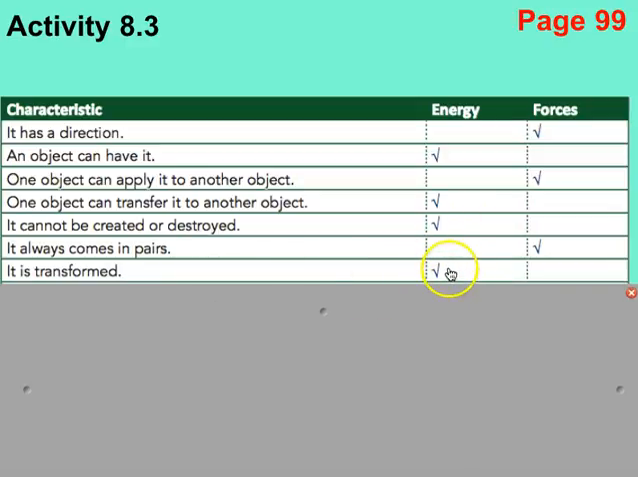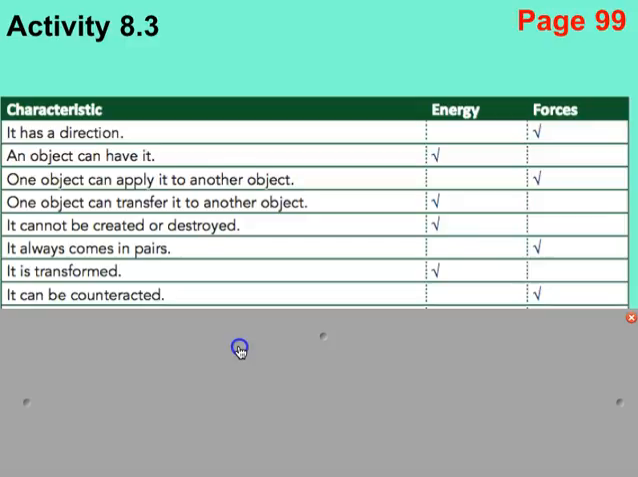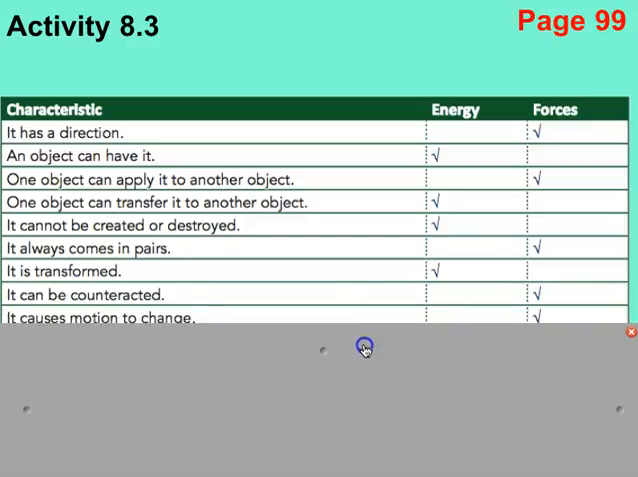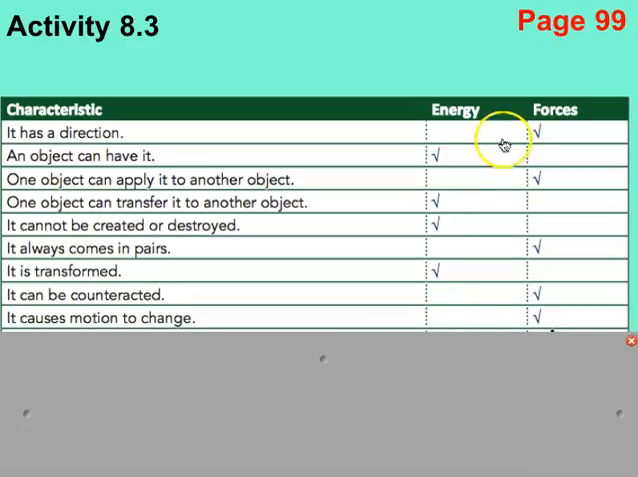That's energy. We talked about this in our last book. It can be counteracted. Well, that's forces. You can have forces counteracting each other. It can cause motion. Energy doesn't cause motion. The gravitational energy in the apple that's falling is not causing the change in motion. No, the gravitational force is pulling it down, and it is gaining KE as it's falling, but it's not the energy that's causing the motion.